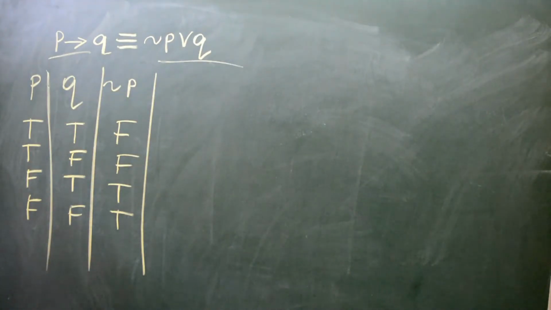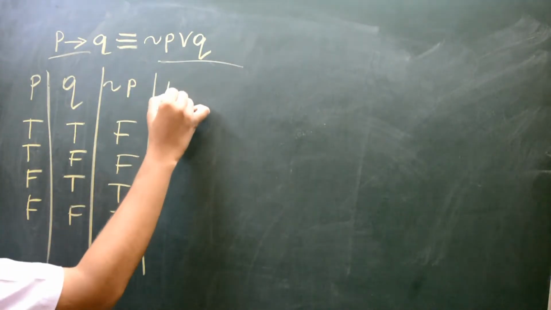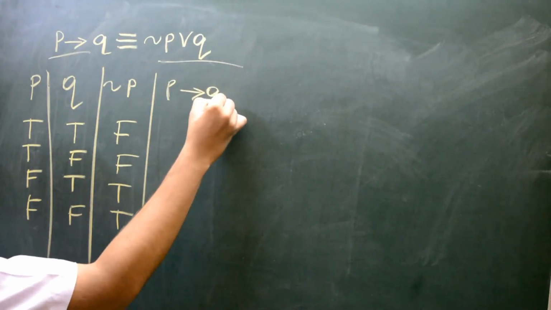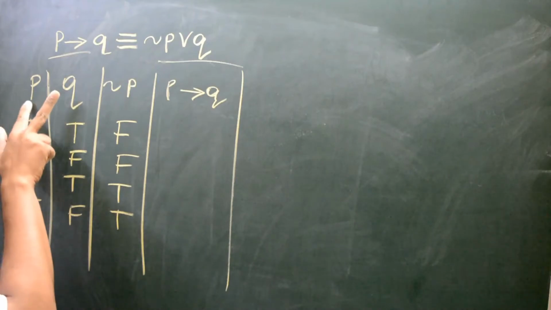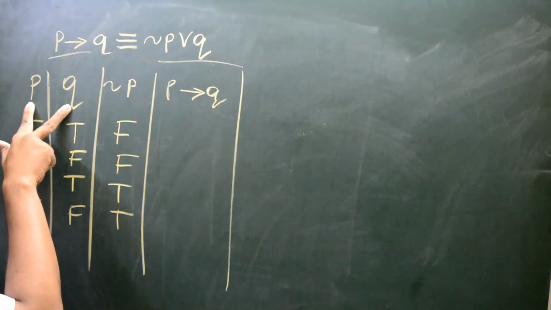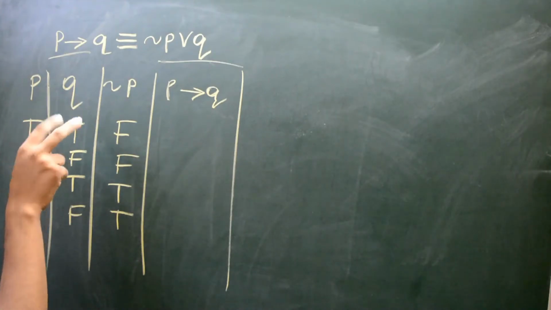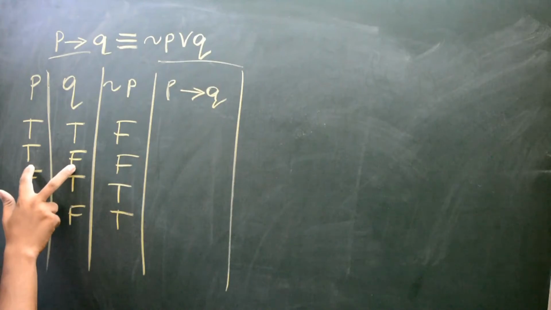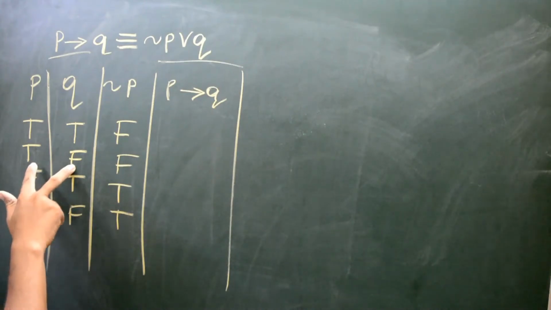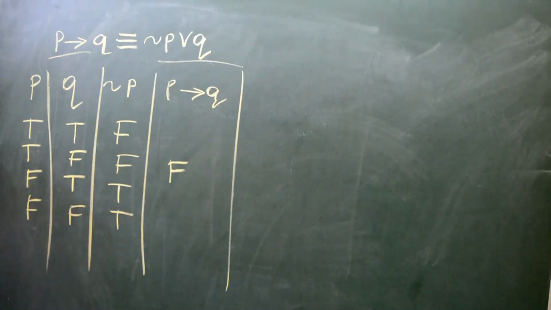Then first we will construct the left hand side, P implies Q. For P implies Q, you have to check the P and Q columns. Inside it, only one combination is false, the others are true. That is TF. Whenever you find TF, this statement is false, so directly write down false in front of it.